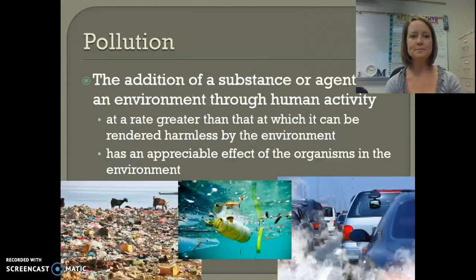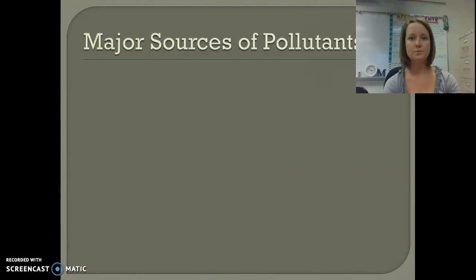So the definition of pollution is the addition of a substance or agent to an environment through human activity. So it's something that we are introducing to the environment. And the key thing is that it is at a rate greater than which the environment can process it or be rendered harmless. So it also has an appreciable effect on the organisms in the environment. So a harmful effect on not just humans, but the other organisms in the ecosystems as well.